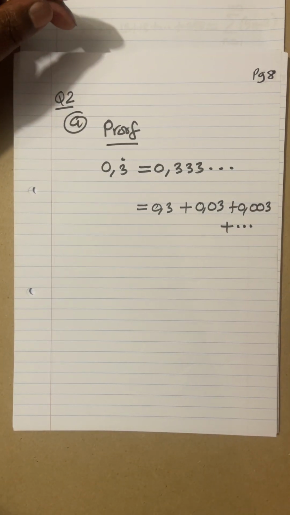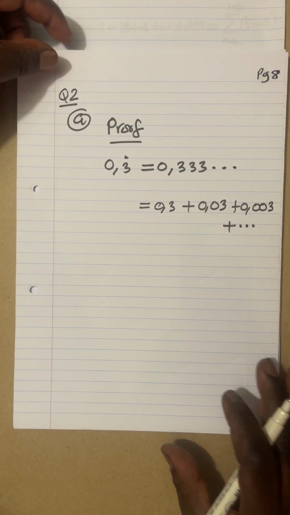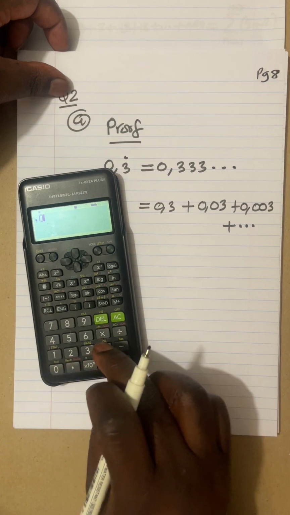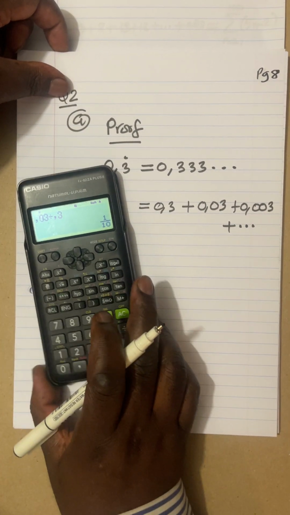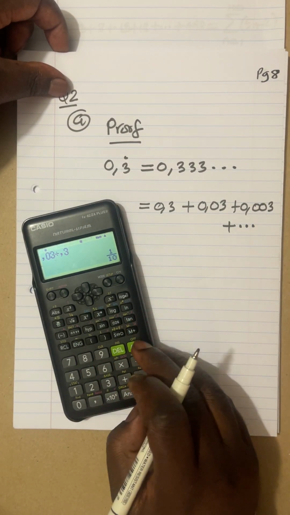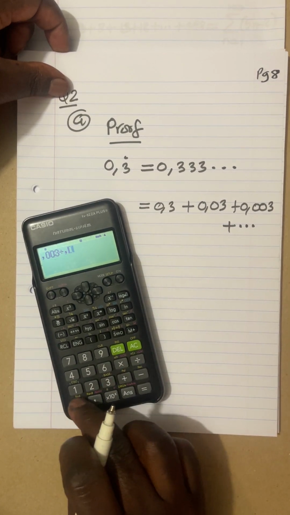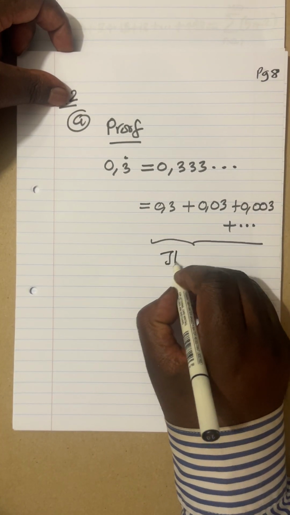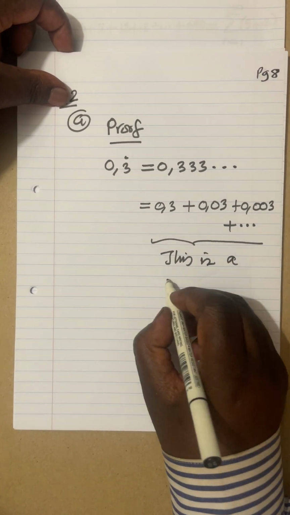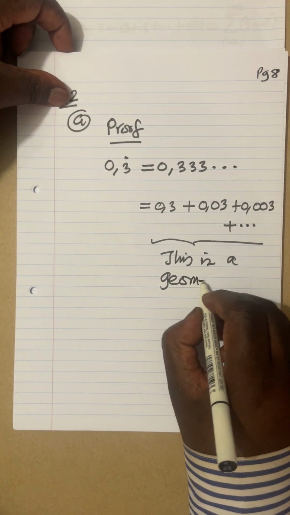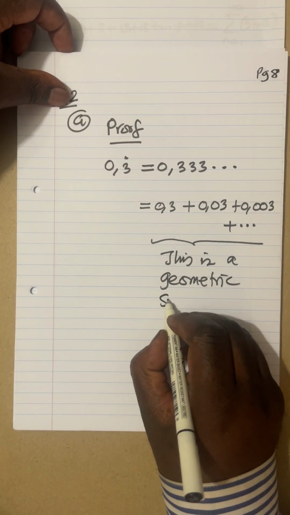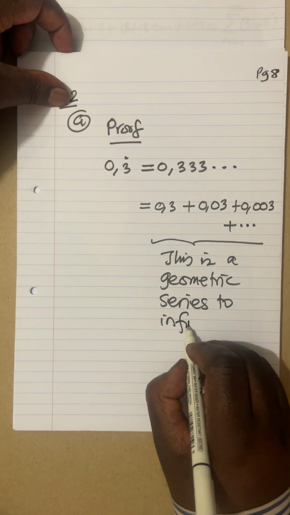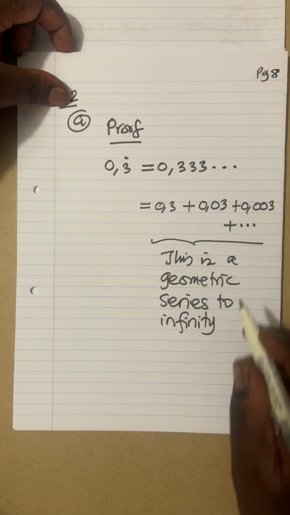So this is obviously, as you can see, a geometric series. How do I know? Well, this divided by that: 0.03 divided by 0.3, the answer is 1 over 10. Let's divide this by that: 0.003 divided by 0.03, the answer is again 1 over 10. So this is a geometric series to infinity, because the three dots are showing you that you don't stop.